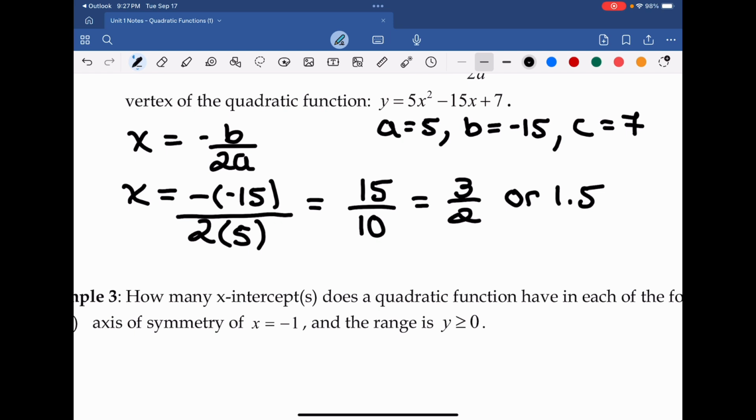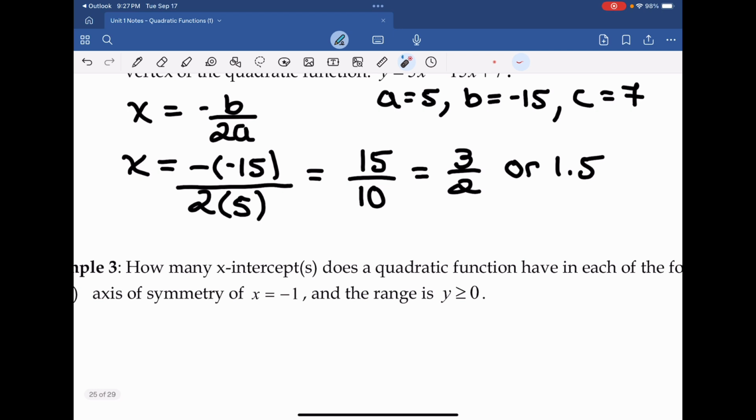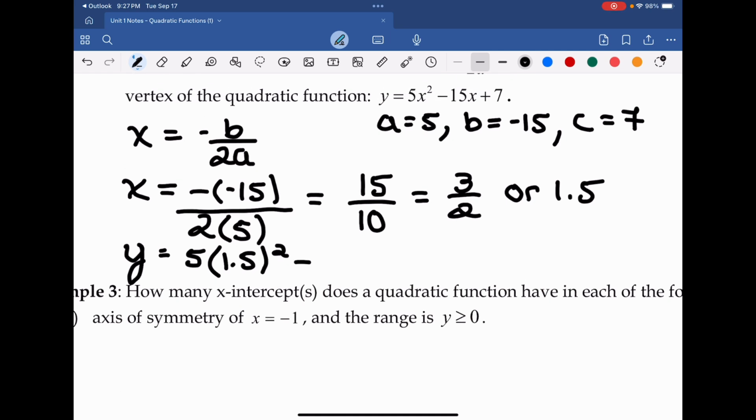To get the full vertex, what we're going to end up having to do is plug this 1.5 back into the original function where y is equal to this portion here. Now, let's just do that right below here. I'm going to go y is equal to, and we're going to plug it in. So it's going to be first and foremost 5 times the 3 over 2, which I'm just going to write as 1.5 squared. We then have minus 15 times 1.5, and then plus 7.